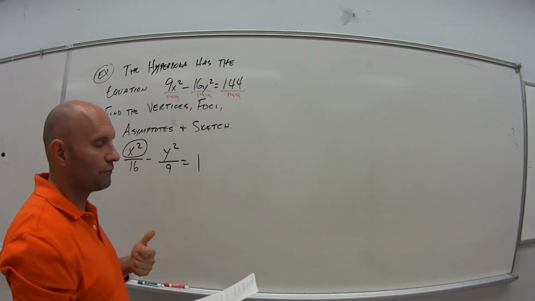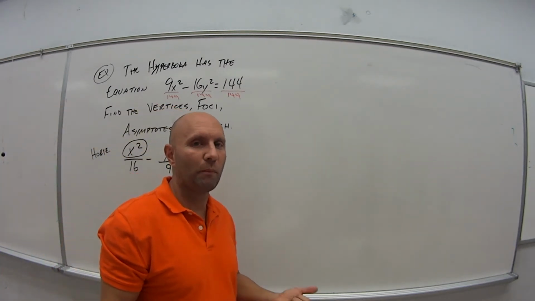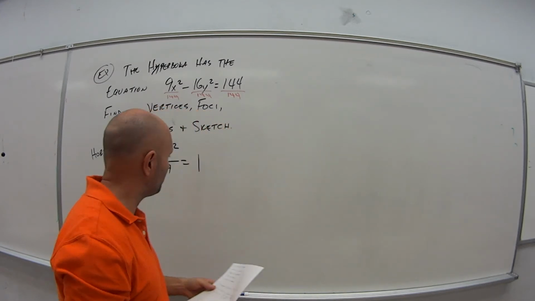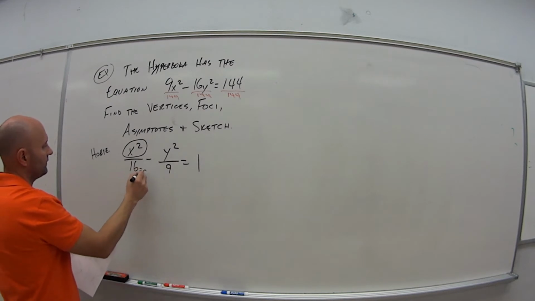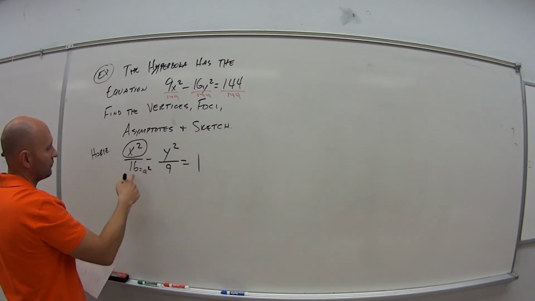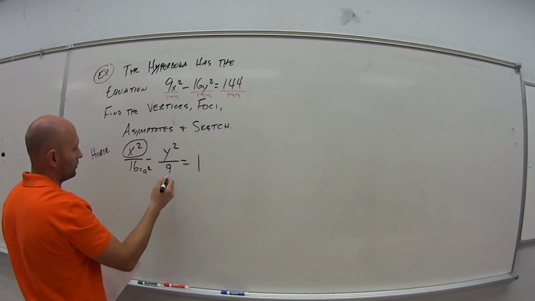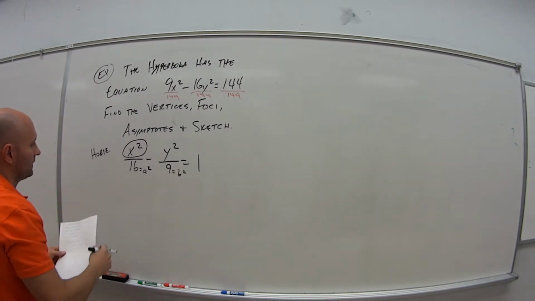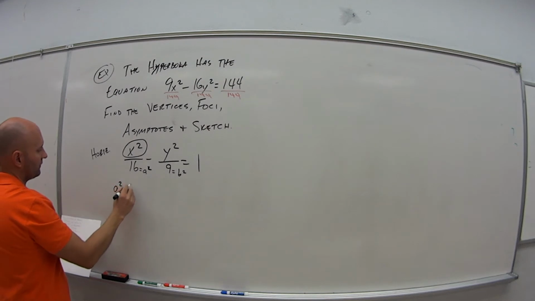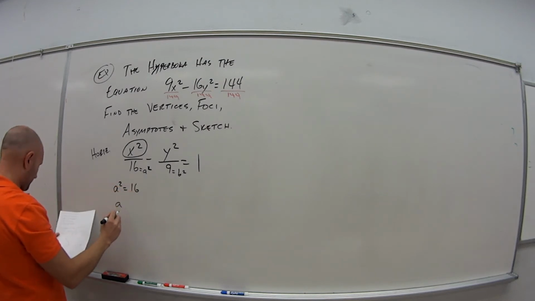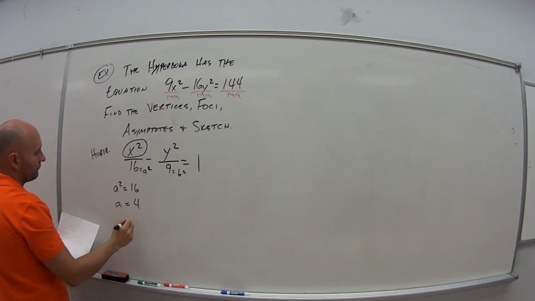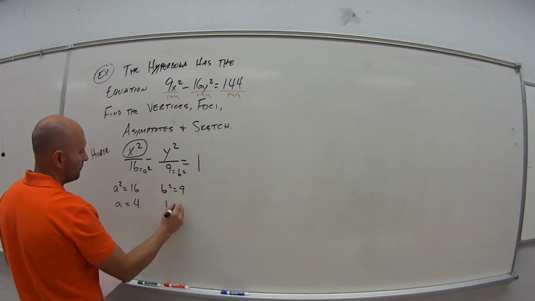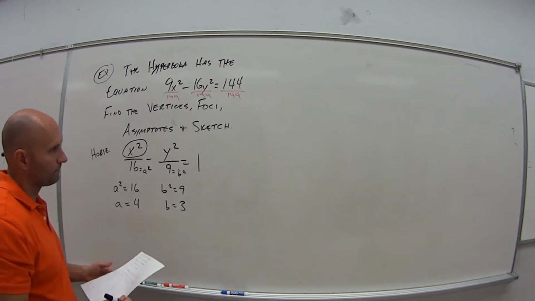Now the first step is to sketch the central box. In order to do that, we need our value for a and our value for b. So this 16 is our a squared. Remember, the a squared is always first. Doesn't matter which one's bigger. The b squared is second. So if a squared is 16, that means that our a is equal to 4. And if b squared is 9, that means b is equal to 3.